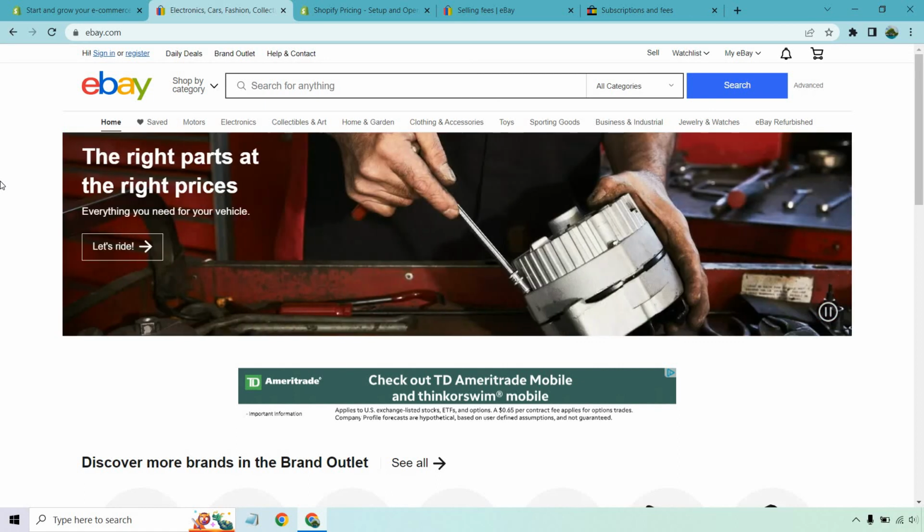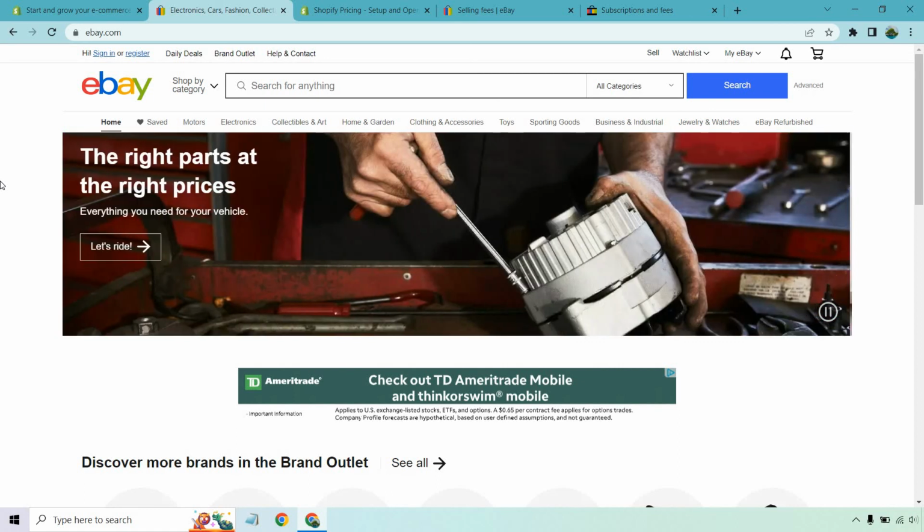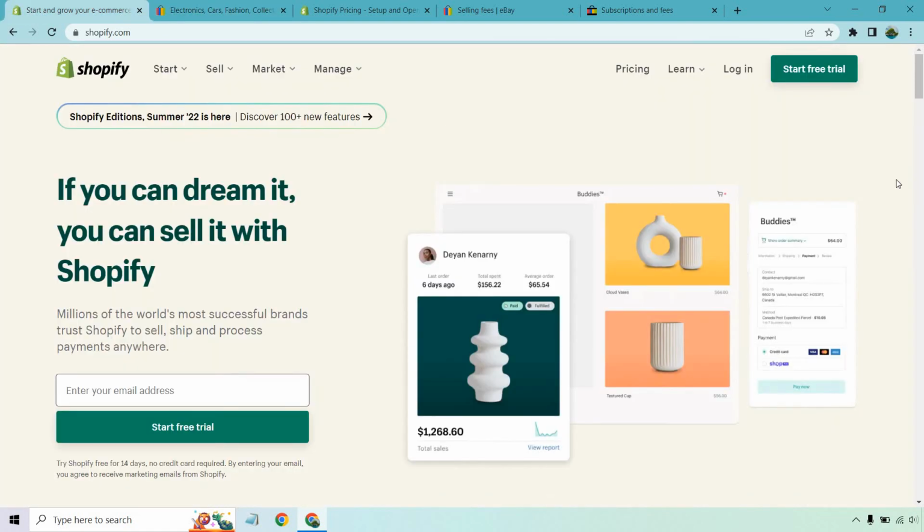On the other hand, I hope that helps you out when it comes to the comparison of eBay versus Shopify. Once again, I will put some links down deeper into the description in case you need more information when it comes to Shopify and what they have to offer.